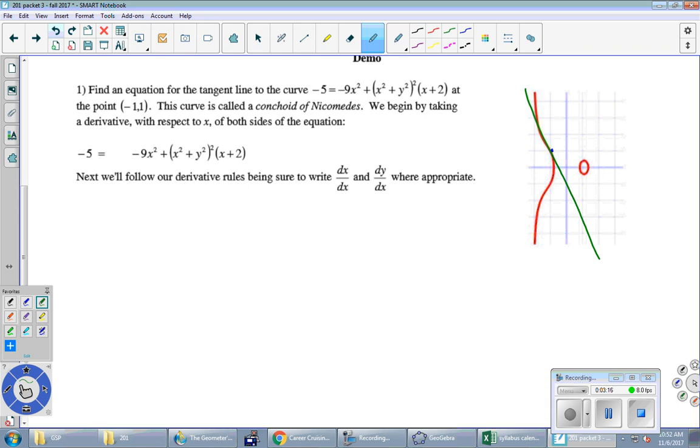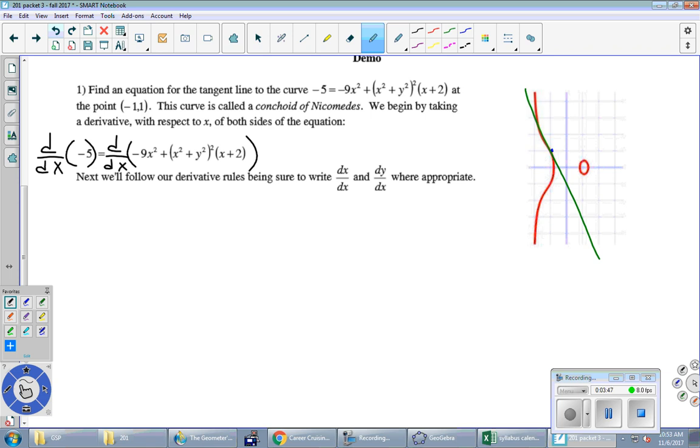Okay, so the name of the curve is called a conchoid of Nicomedes. So this is a mathematician there. And we're going to take a derivative of the original equation, both sides with respect to x. So I've recopied my equation with just a little bit of space, and we're going to insert in this space the derivative with respect to x on both sides. Okay, so far so good. It's legal because we've done the same thing to both sides.